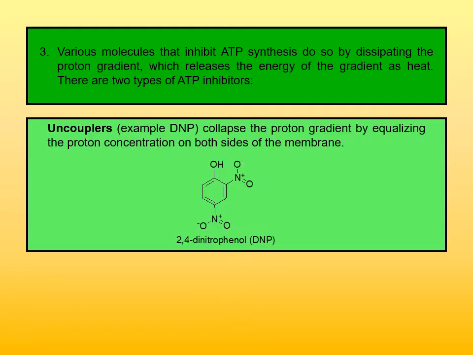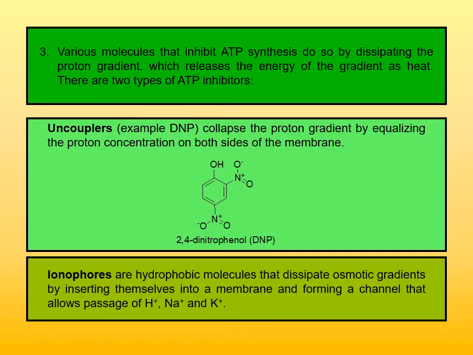First type are uncouplers. For example, dinitrophenol. They collapse the proton gradient by equalizing the proton concentrations on both sides of the membrane. Other type are ionophores. Ionophores are hydrophobic molecules that dissipate osmotic gradients by inserting themselves into a membrane and forming a channel that allows passage of ions such as protons and sodium and potassium cations.